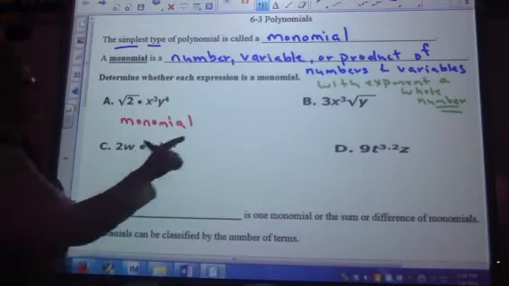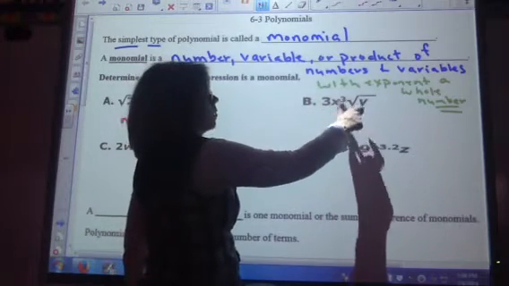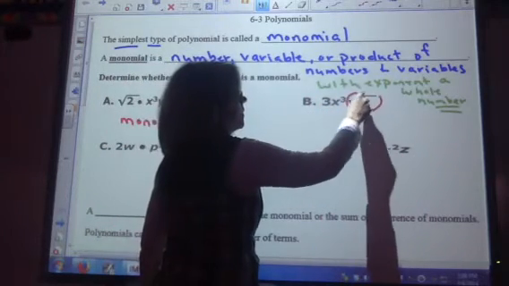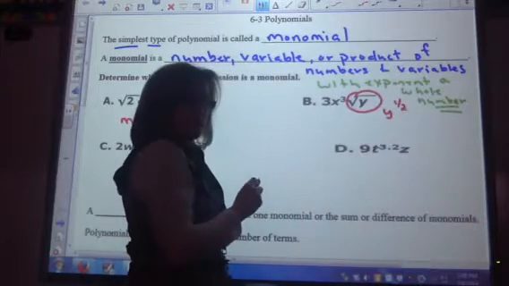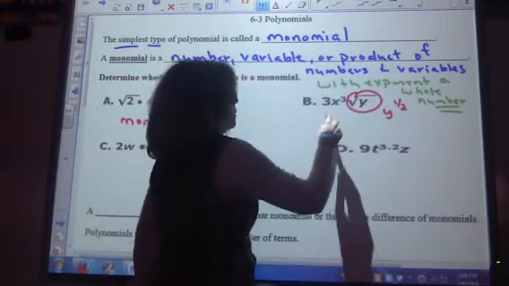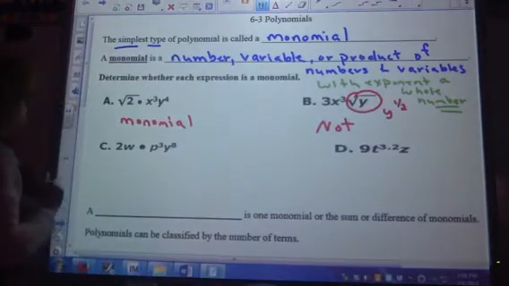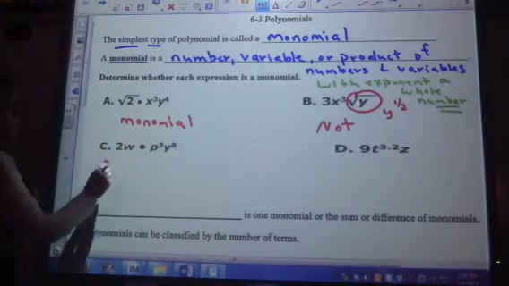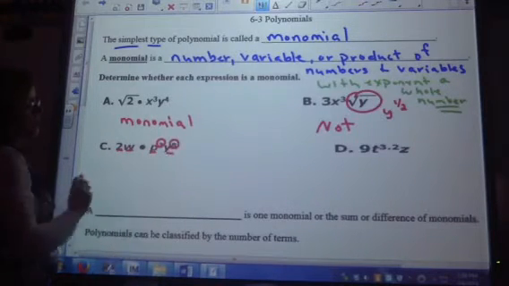All right, is this a monomial? Well, it's got numbers, it's got variables. However, you can't have this because that is the same as y to the 1/2. So this is not. This one, yes, we have numbers, we have variables, and all of our exponents are whole numbers.